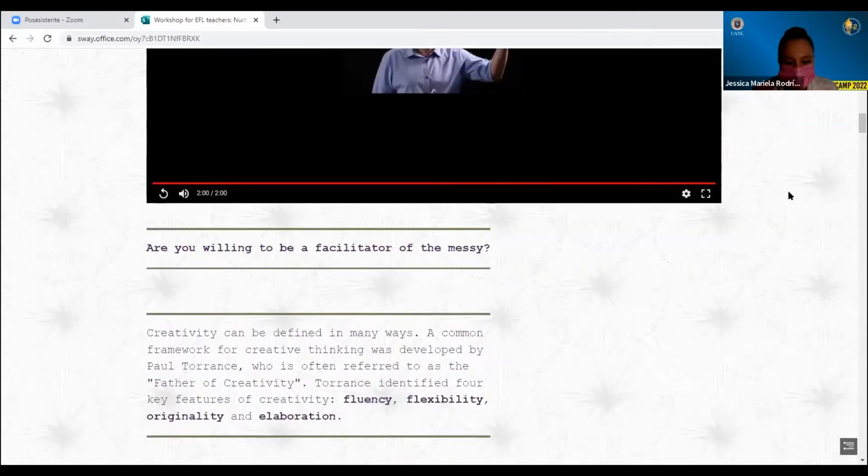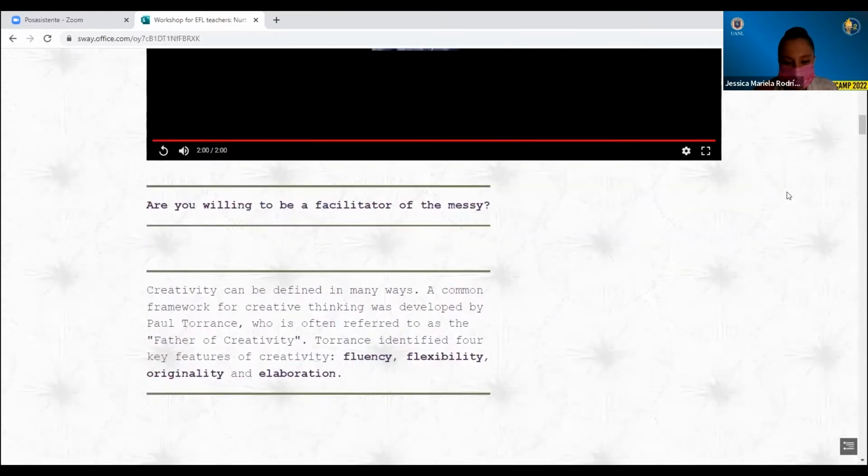Okay. So now let's move on. I'm going to talk a little bit about the different elements or characteristics of creativity. It says creativity can be defined in many ways. There are a lot of books about it, a lot of authors that work on this concept.